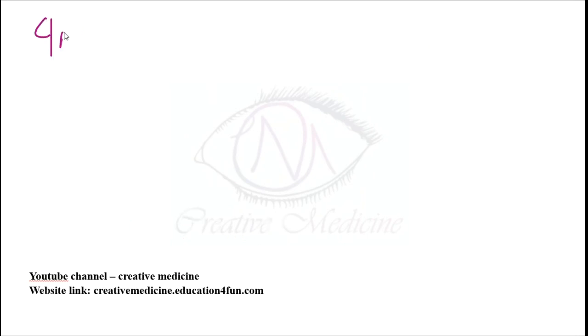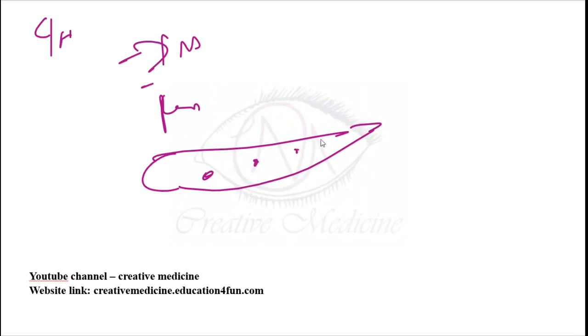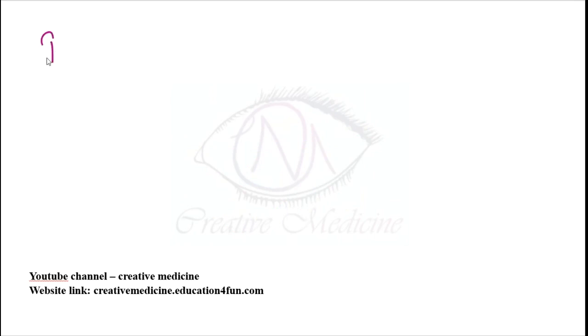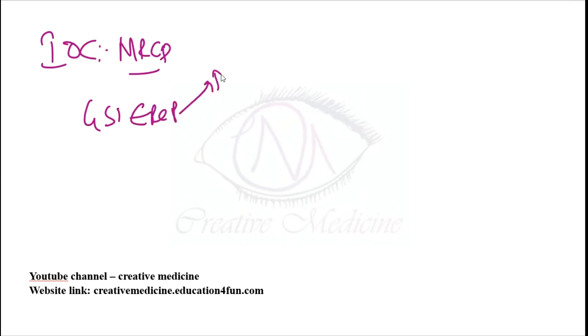Next, in the clinical features you will see diabetes mellitus, calcifications in the pancreas, and steatorrhea, which is fat malabsorption. The most common symptom in this case is abdominal pain. Now, what about the investigation of choice? The investigation of choice is MRCP and the gold standard is ERCP. This ERCP can be both diagnostic and therapeutic.